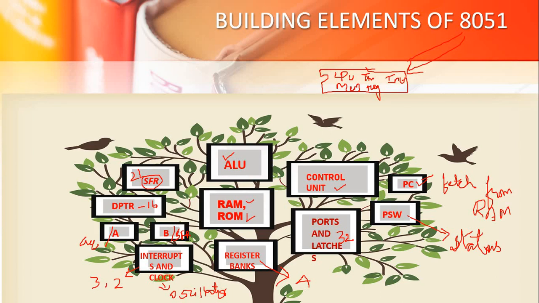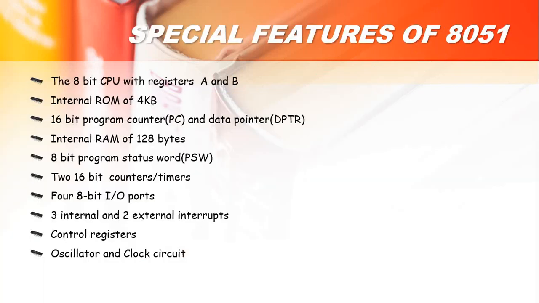Apart from these, we have other building elements such as the stack pointer and some temporary registers, temporary registers 1 and 2, and also a buffer circuit, program counter incrementer, and many more. We will discuss these in the architecture of 8051 in the next session. These are the main internal building elements of an 8051 IC.